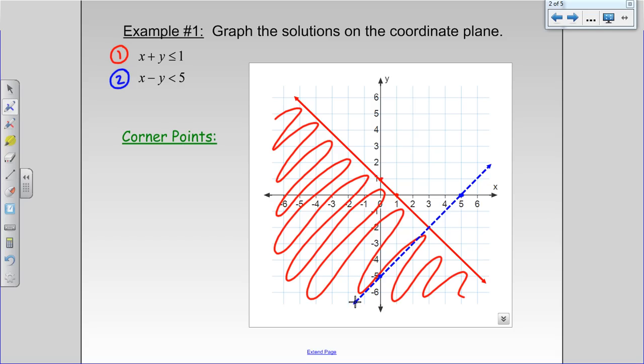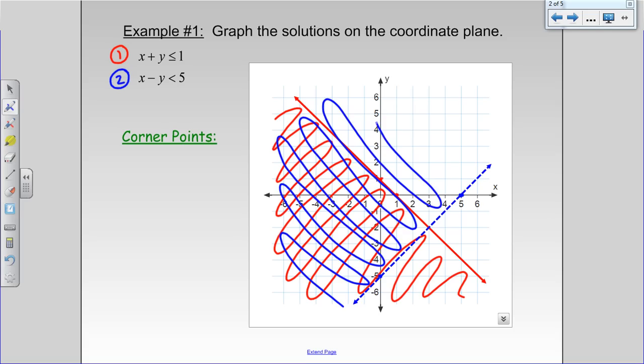Once again, the origin is a convenient test point. If we substitute into our second inequality, we obtain 0 is less than 5, which is true. So the origin is a solution of this inequality as well, as are all the other points on that side of the blue boundary line.